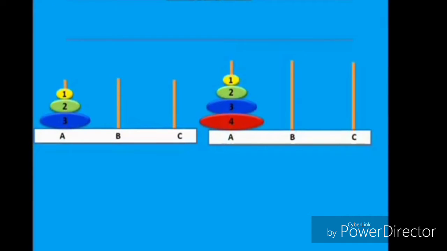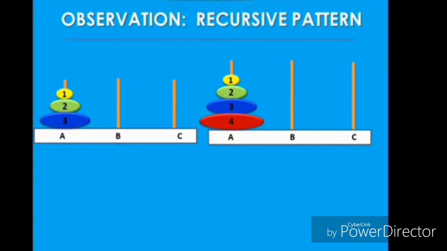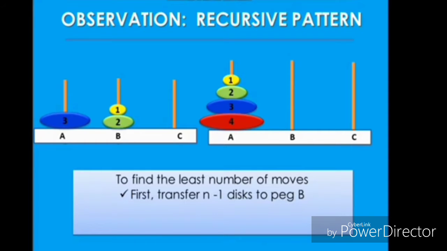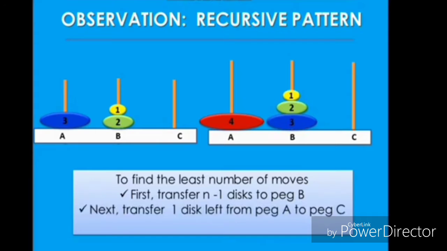From that process of moving, we observed a pattern, which is called recursive pattern. So in order to find the least number of moves, first, we need to transfer n-1 disks to peg B. If we illustrate it with 3 and 4 disks, it looks like this. Next, transfer the 1 disk left from peg A to peg C.